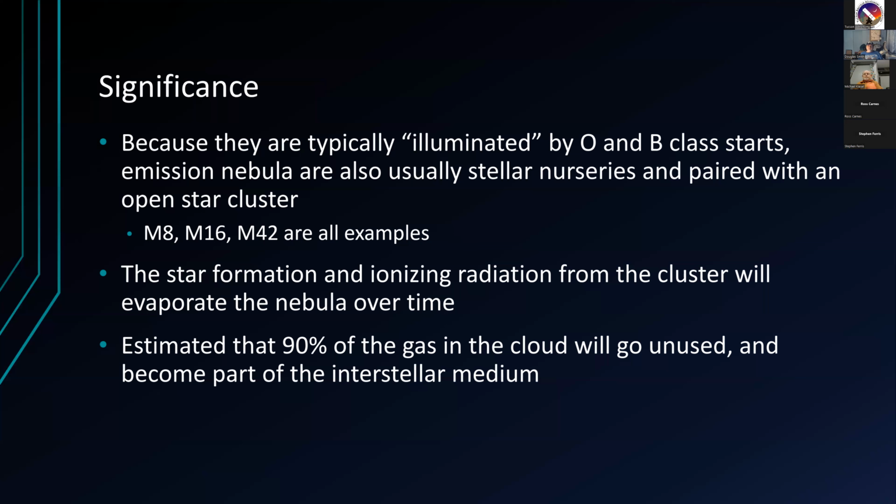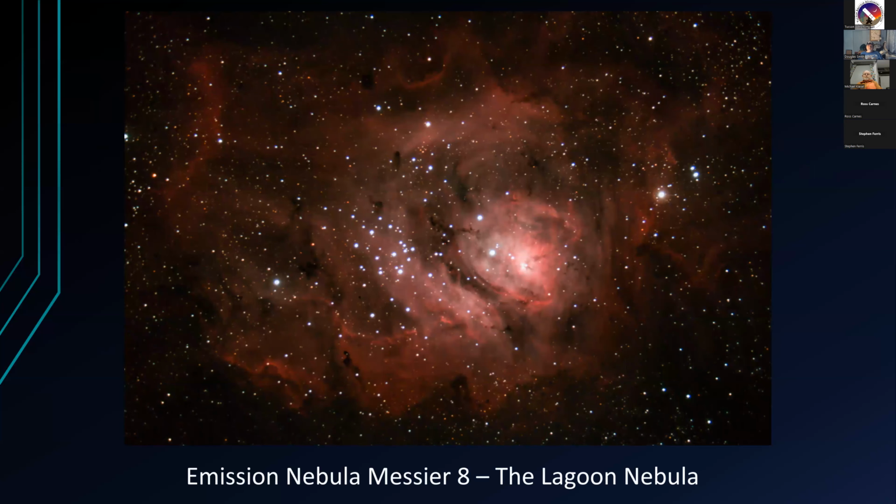There are estimates that in an emission nebula, about 90% of the gas will go unused. That's going to spread out and join the interstellar medium, mixing around, and eventually, in some cases, it will coalesce into a new nebula over time. Another example of a classic emission nebula is the Lagoon Nebula. This one is in Sagittarius, and as you can see here, we have this open cluster sitting in the foreground, embedded on top of a larger nebula, with some bright stars.